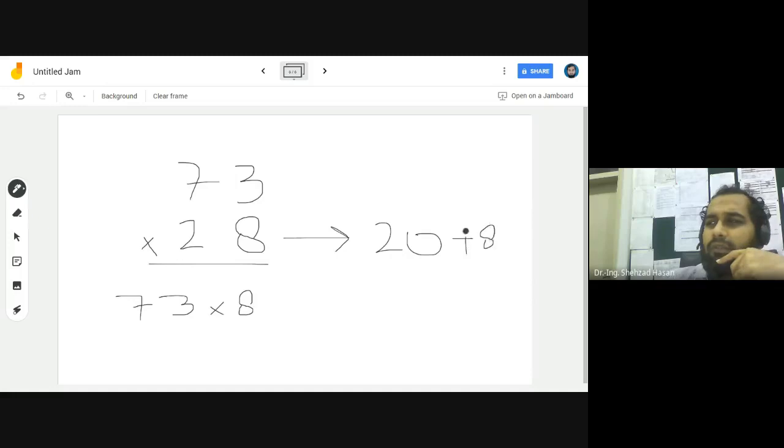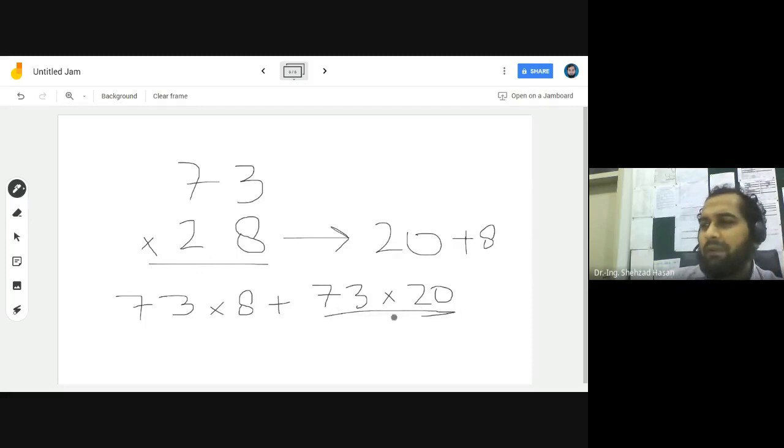So this is what you know already. What we do is 73 into 8 plus 73 into 20. This is how we do it. Okay, so 73 into 8 plus 73 into 20, because 28 is 20 plus 8, and then you're going to get the same answer.